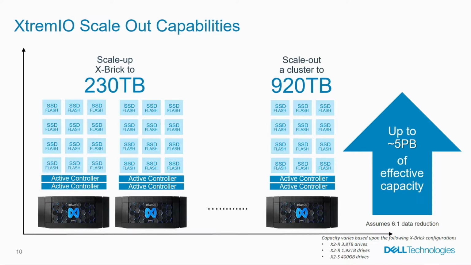And if you need more performance, you can scale out up to 4 concurrent X-Bricks under the same X2 cluster, or 8 X-Bricks under an XtremIO X1 cluster, and by that you can have up to 16 active storage controllers which serve the same workload, and this allows you to use about 1 petabyte of raw capacity and up to 5 petabytes of effective capacity if we take into account our data reduction ratio.